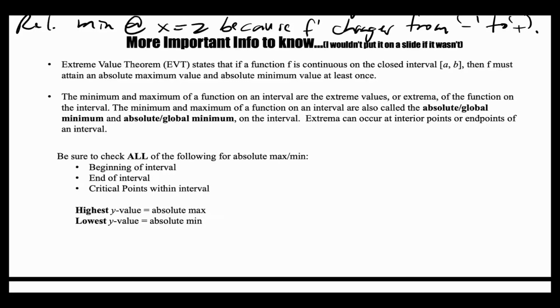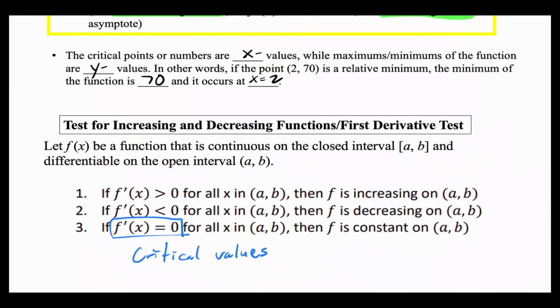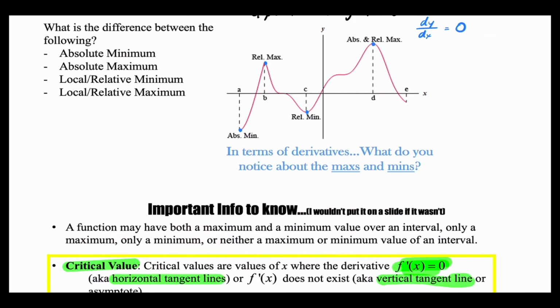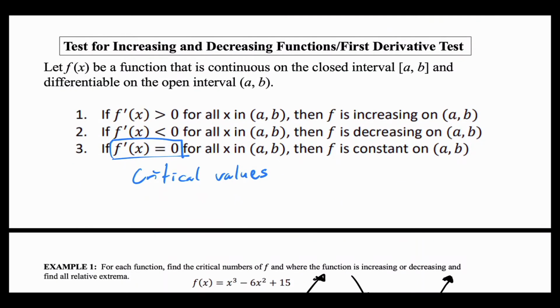Okay, so the last thing in this section is still what we talked about yesterday. We talked about maximums and minimums, right? So we talked about finding critical values, right? That's where the derivative equals zero, or the derivative doesn't exist, right? Horizontal tangent lines, vertical tangent lines, and then we talked about the first derivative test. That tells us where the function is increasing, where it's decreasing, and where it's not doing either.